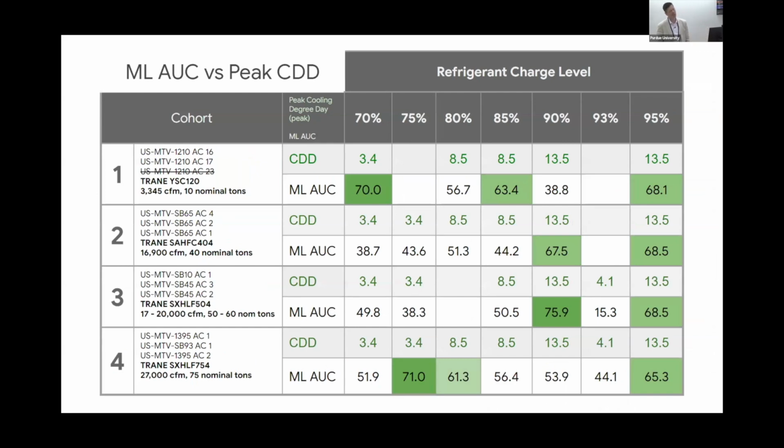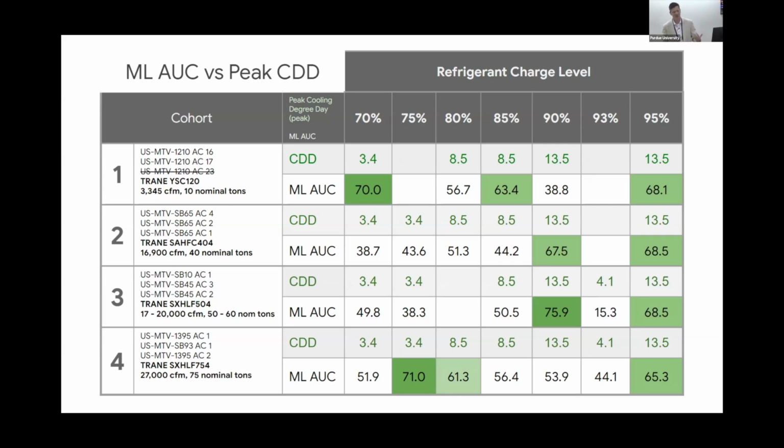So going back to the question about the detectability at 95%, we looked at the cooling degree days, and we found that there's a very strong correlation with the cooling degree days. So what this chart is showing here is cooling degree days versus the machine learning detection. And we saw very strong correlation with the 5% leakage here. On the right-hand column, you see the 5% leakage happened to be lined up with the warmest days.